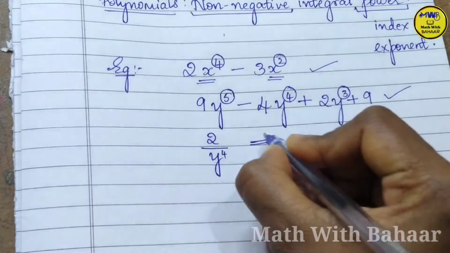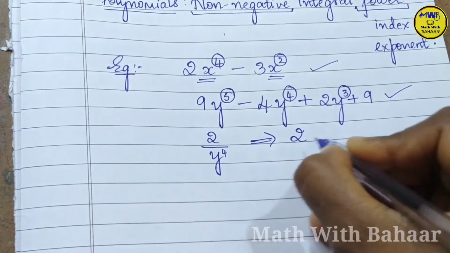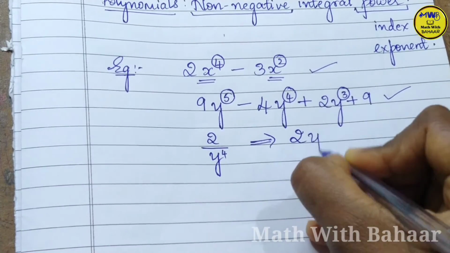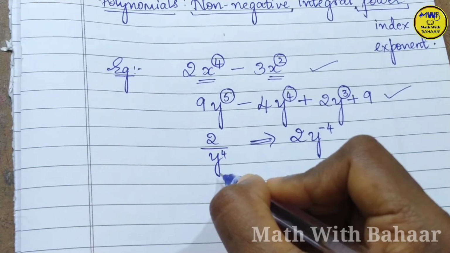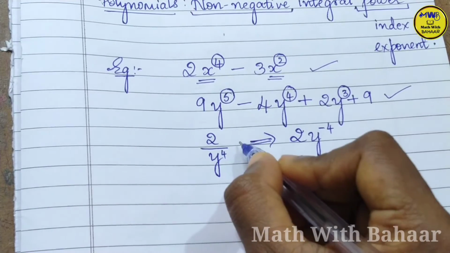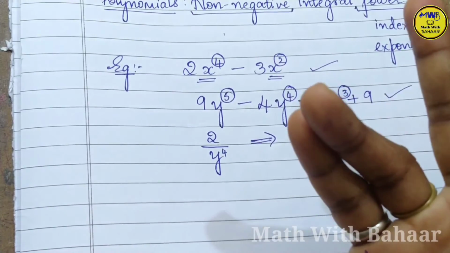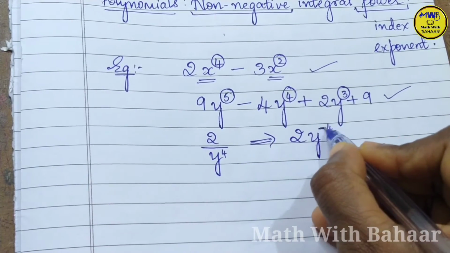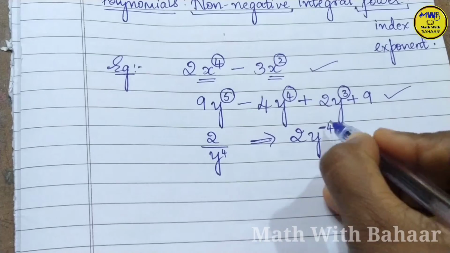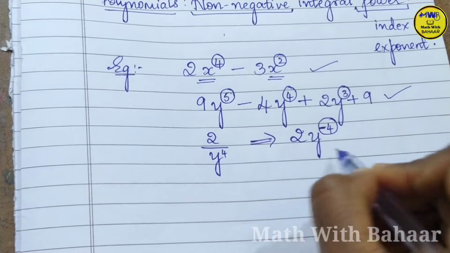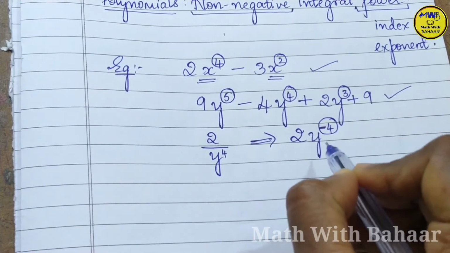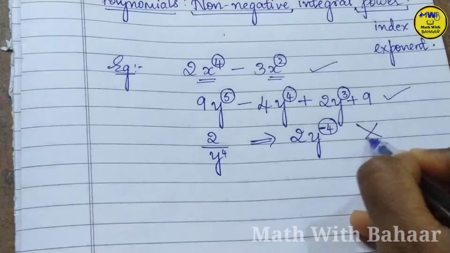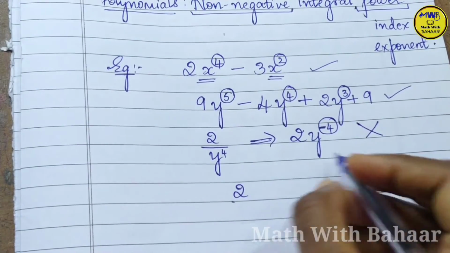Why? Because this can also be written as 2 into, if you take this y to the numerator, 2 into y to the power of minus 4. If there is a variable in the denominator and you shift it to the numerator, the sign of the power changes, right? So here y to the power of 4 becomes y to the power of minus 4. Now the power becomes negative. So can I say that this is a polynomial? No, because it's an expression which has a negative power. So this is not a polynomial. I'll give you one more example.